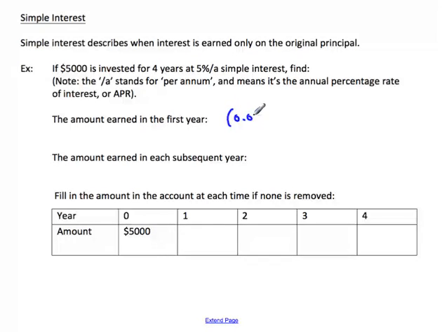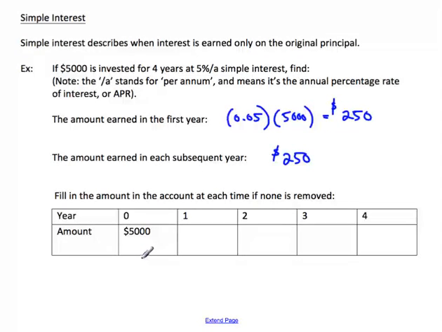we take our 5% and express it as a decimal and multiply it by the principal, because we're going to get 5% of $5,000 earned in the first year. If we multiply that out, we get $250. Now, because it's simple interest, it's only being earned on the original principal, so it doesn't matter what year we're in, we're always going to earn the same amount. So $250 is the amount earned in each subsequent year as well.